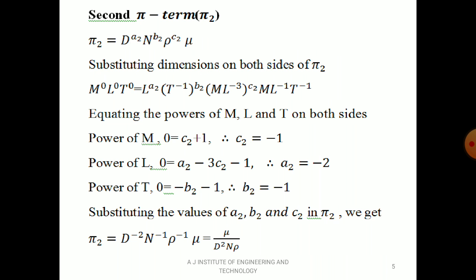So that is a pi 1 term. Next, second pi term, that is pi 2. So pi 2 equal to d to the power a2 n to the power b2 into rho to the power c2 into mu. So again writing dimensions on both sides of pi 2.